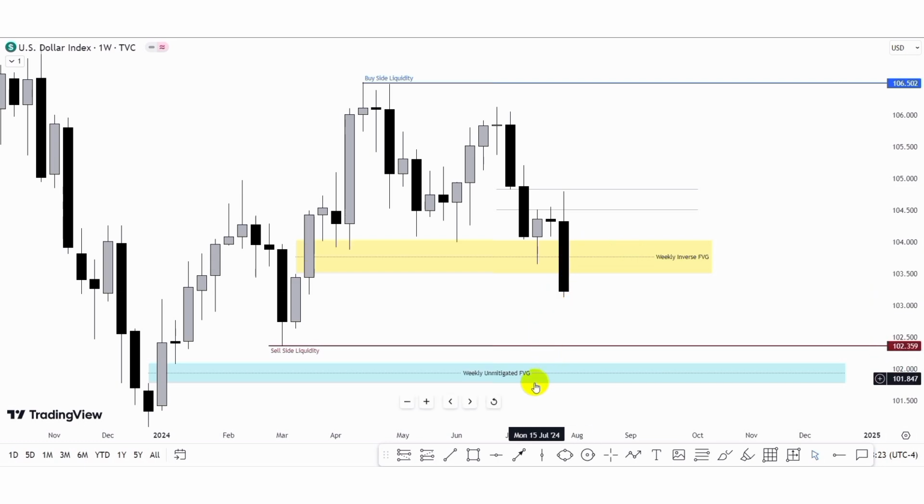Because we're looking at the weekly unmitigated fair value gap resting here to attract price, where price raids this weekly sell side liquidity. So let's drop to the daily time frame.